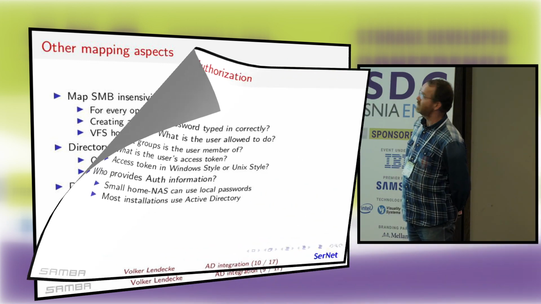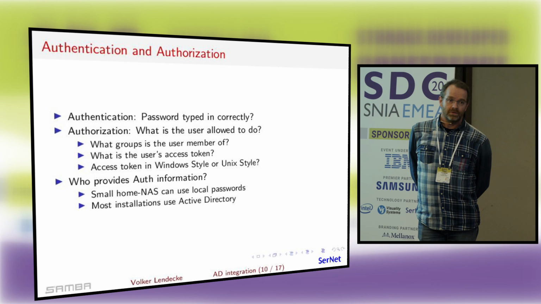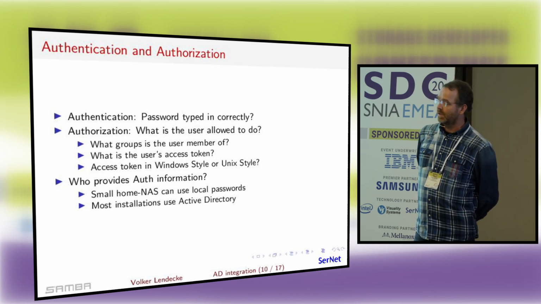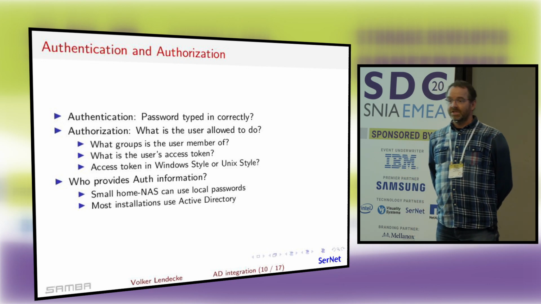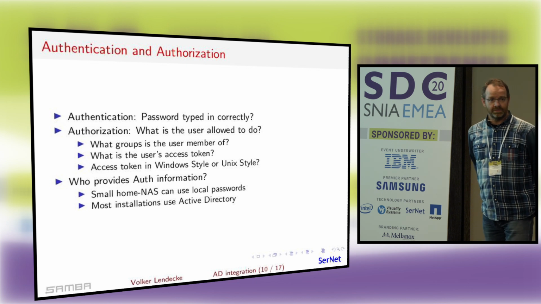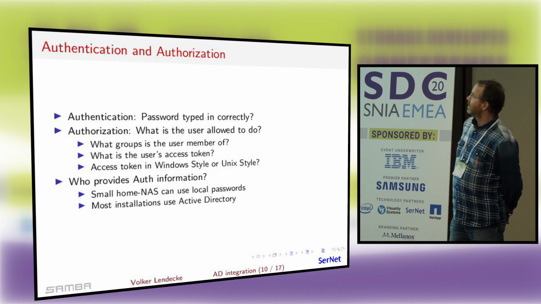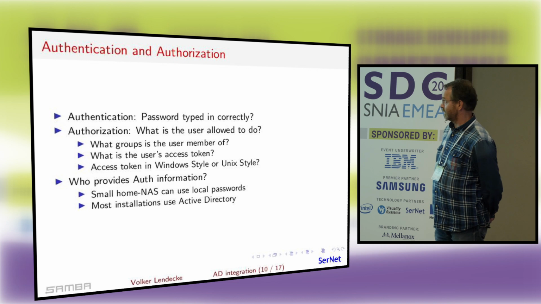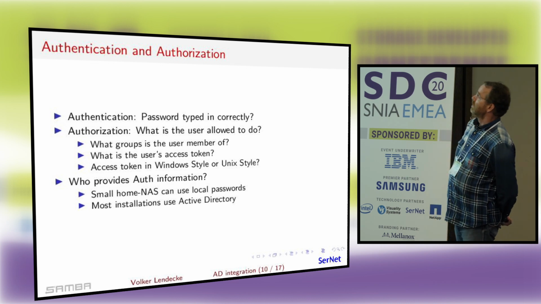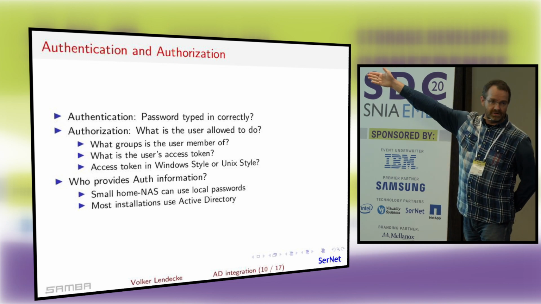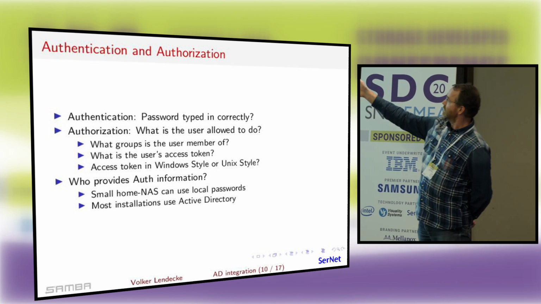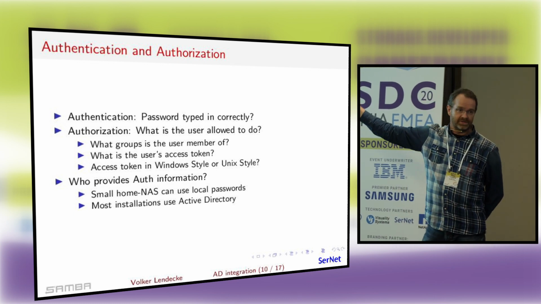So that's SMBD. Now you have your own implementation of SMB, and you don't want to mess with NTLM, Kerberos, Windows domain controllers, and so on. Let's talk about authentication, authorization. Authentication: the user is identified correctly. Authorization: what groups is the user a member of? Essentially, that's it.